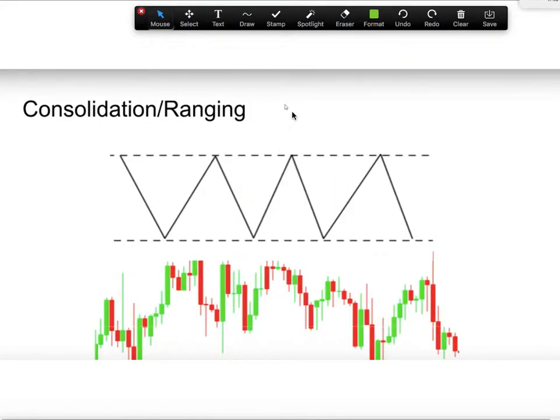So now, what do we look for in a ranging market? When they say market is ranging, it's moving in between resistance and support. What are we looking to happen in the ranging market? We are waiting for the market to either break to the downside or the upside. With this strategy, we don't trade the support and resistance bounces. We wait for the market to break, retest, and continue.